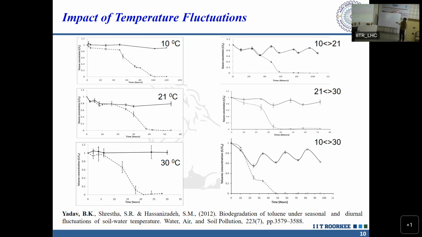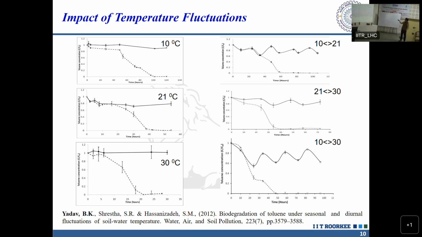Now when the temperature was raised from 10 degrees to 21 degrees Celsius, the time needed for the removal of the toluene was around, let's say, 40 hours. And then when we further increased it to 30 degrees Celsius, only 20 hours were needed for removal of the toluene by the bacteria. So it was concluded that for every increase of, let's say, 10 degrees Celsius or so, the degradation rate of the microorganisms increased twofold, or the time required was half of that.